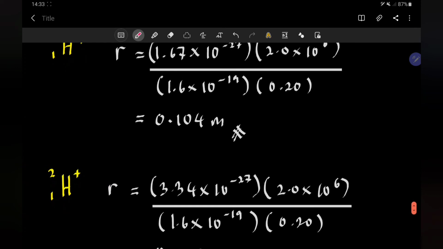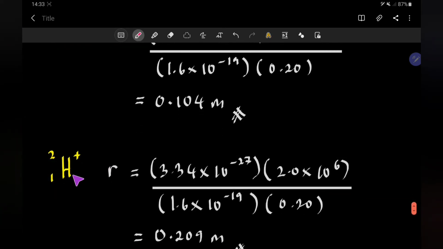And then by doing the same thing for the deuterium, again, this is the mass, this is the speed in the velocity selector. Remember, the speed in the velocity selector now becomes the initial speed for the evacuated chamber. That's why we are taking the same value of v inside the velocity selector. Then this is the charge of the deuterium particle, and this is the magnetic field strength in our evacuated chamber, so you will get the answer 0.209 meters.